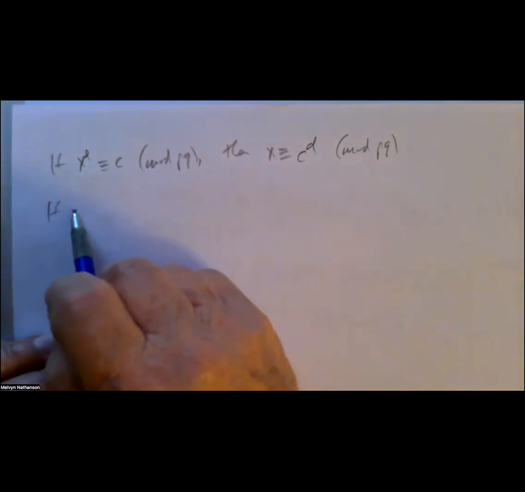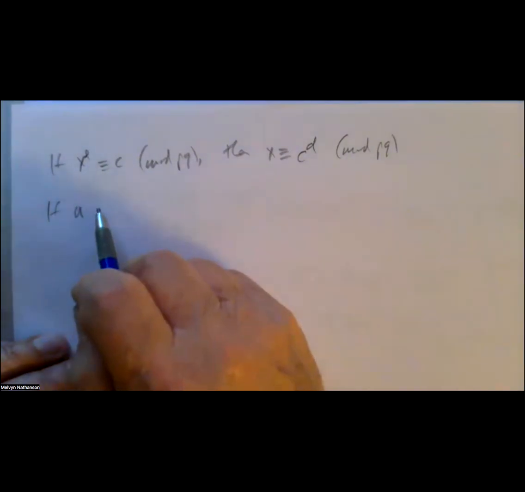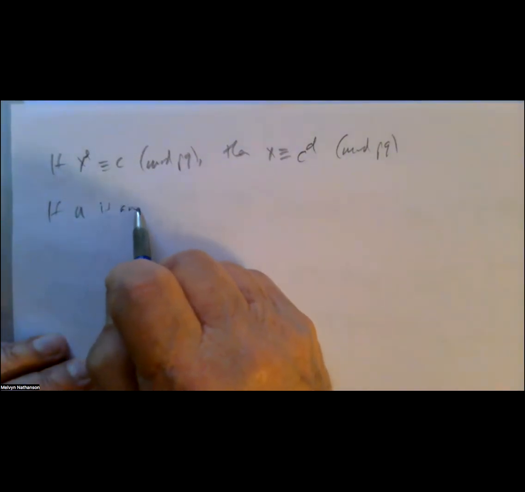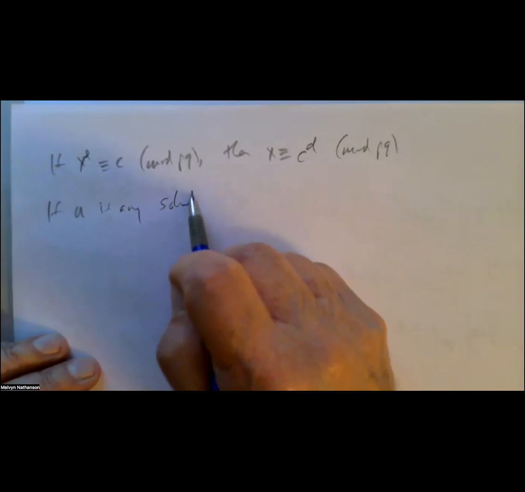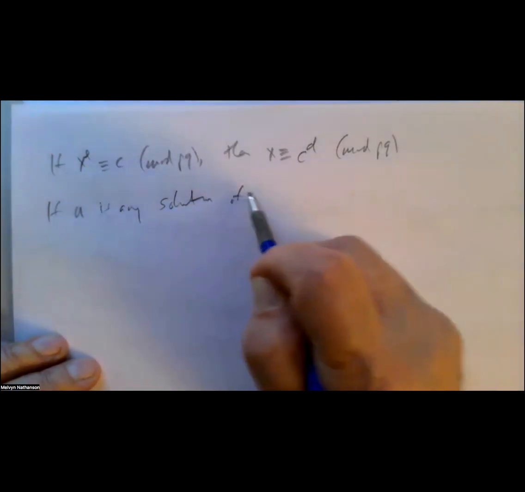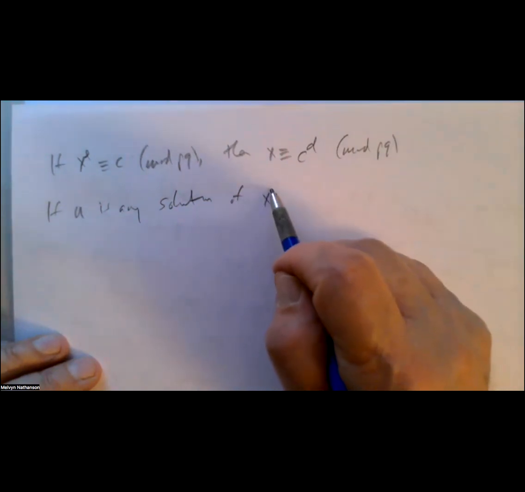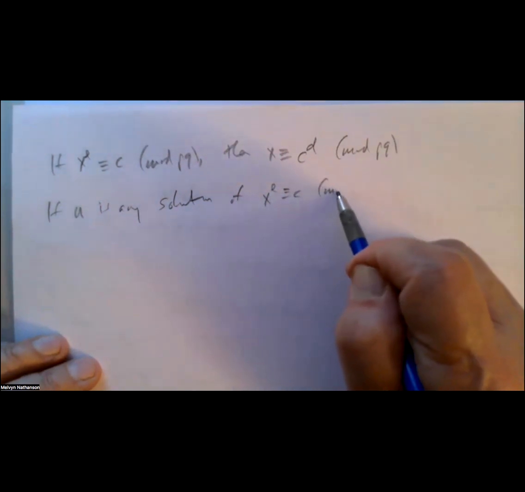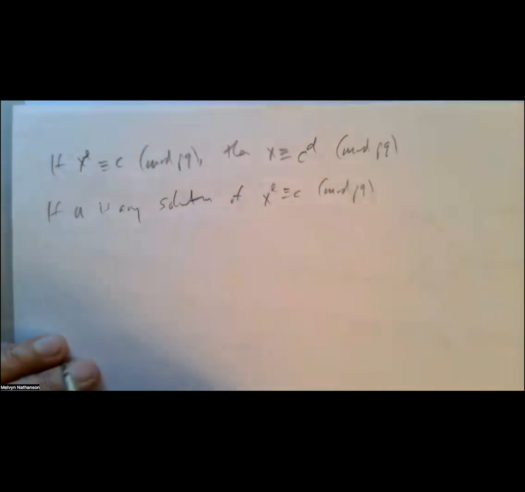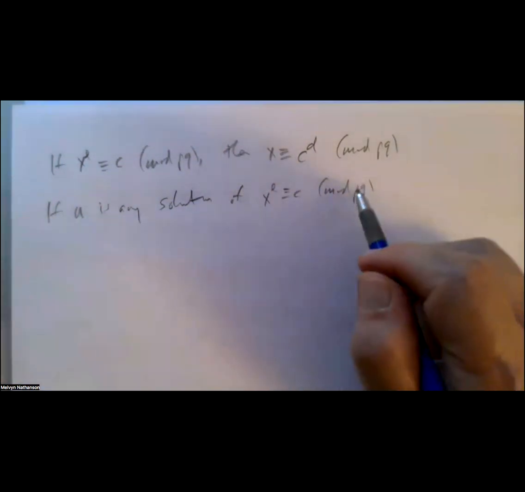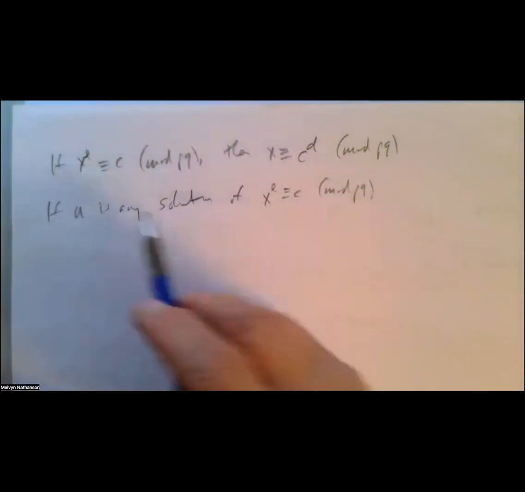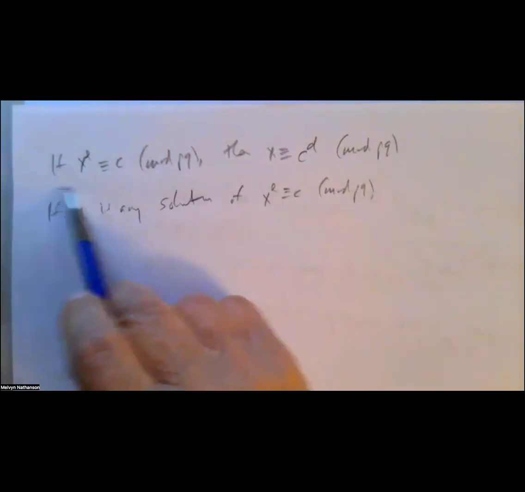And if u is any other solution of x to the e congruent to c mod pq, what's unique then? This is the only solution, mod pq. Just leave it.